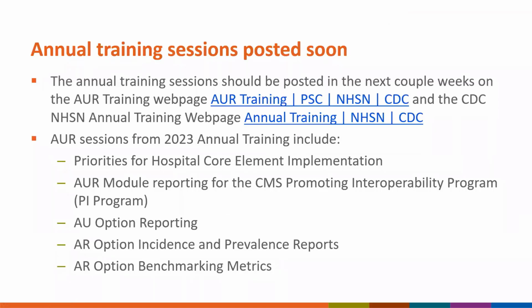Alrighty, and then just another reminder, the annual training sessions will be posted soon, hopefully in the next couple weeks, so you can find them on both the AUR training webpage, which is linked in this slide, and the CDC NHSN annual training webpage. The AUR training page will have the sessions that we hosted for the year, which were priorities for hospital core element implementation, AUR module reporting for the CMS promoting interoperability or PI program, the AU option reporting, AR option incidence and prevalence reports, and AR option benchmarking metrics. We can move to the next slide.